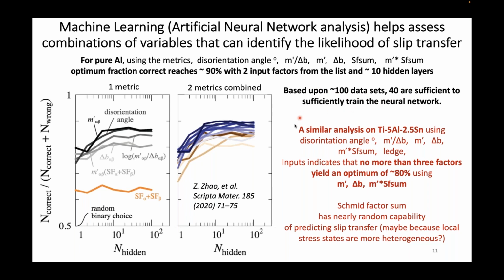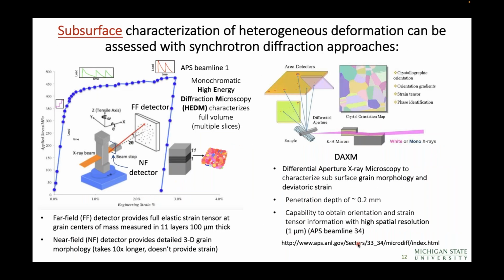A similar analysis done on the 525 titanium gave similar results, and they're just summarized here. Basically we couldn't get better than an 80% predictive capability, but we needed 3 factors combined in a way to do that. And interestingly, the Schmid factor turned out to be nearly useless in the case of titanium. That's probably because the stress states are much more heterogeneous when the slip systems are more complex and have different critical resolved shear stresses.